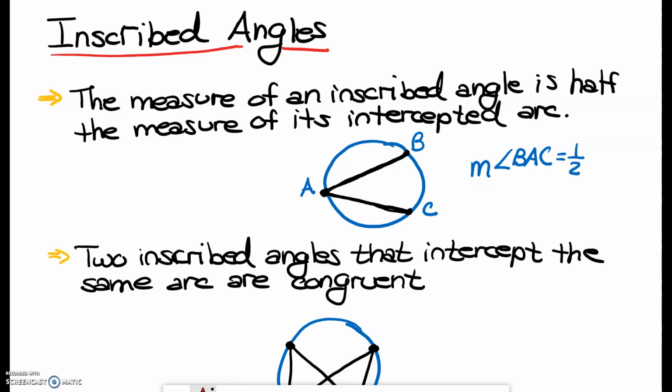Well, the intercepted arc is the arc between the two endpoints of my angle. So the intercepted arc would be the measure of arc BC. So if I know the measure of BC, let's just say BC was 50 degrees, then my inscribed angle is half of that, so it would be 25 degrees.